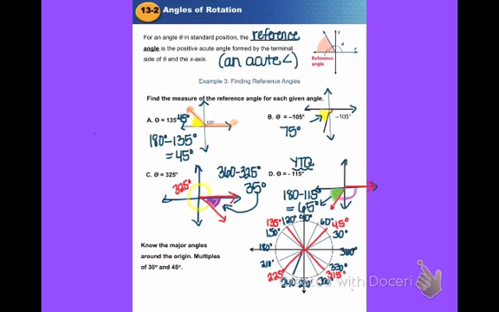And it's really important to know these major angles around the circle. And later on, we'll start to call this the unit circle, and we'll explain more about that later. But knowing these key values is a really important skill. So let's go ahead and turn the page.